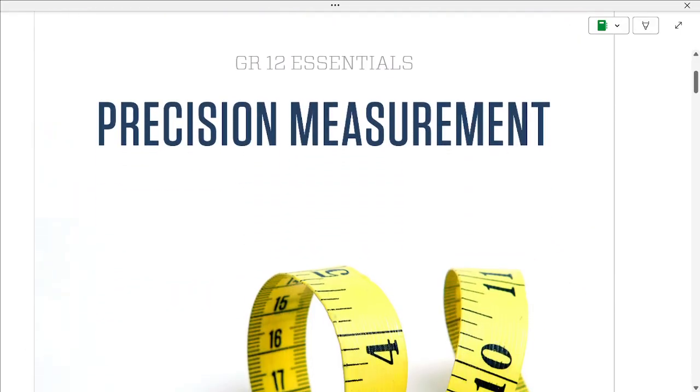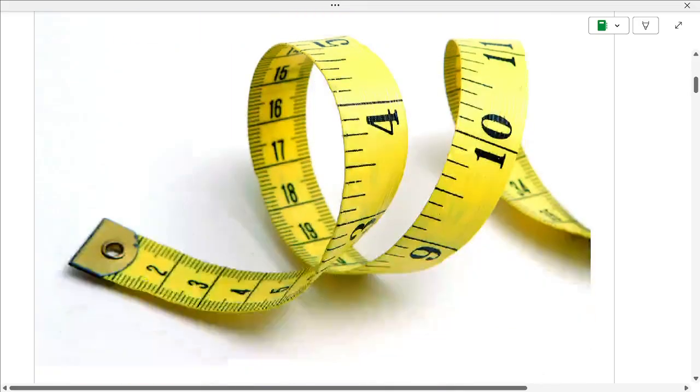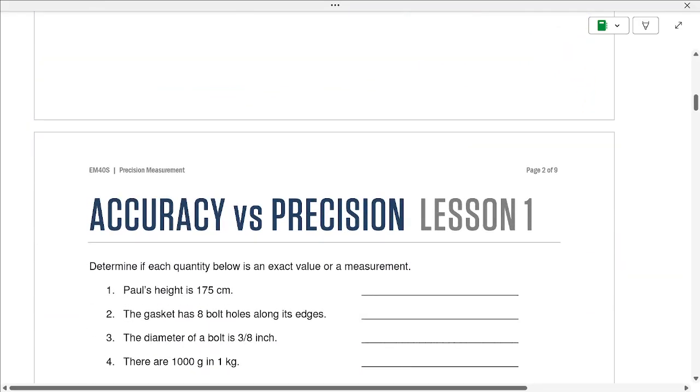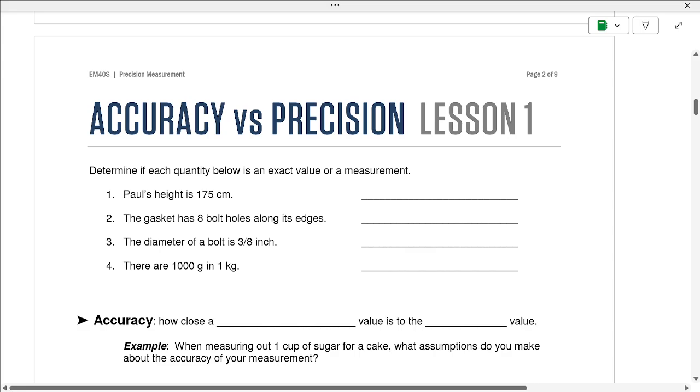Okay, so in our booklet Precision Measurement, we're going to take a look at the first lesson here, and it's more of the same. It's accuracy versus precision. So determine if each quantity below is an exact value or a measurement. Paul's height is 175 centimeters. Well, that's definitely a measurement.